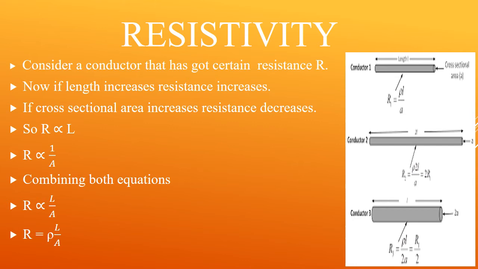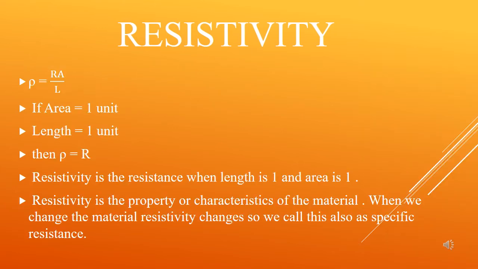If we make it equal, we must introduce a constant. So the equation becomes R equals rho L upon A. Now what is the rho? This is a constant. If it is a constant, let's study its characteristics. So rho equals R A upon L. If area equals 1 unit, length equals 1 unit, then rho equals R, which is resistance. That means rho is the resistance of the conductor if area is taken as 1 unit and length is also equal to 1 unit. Then resistance is constant, which is rho.